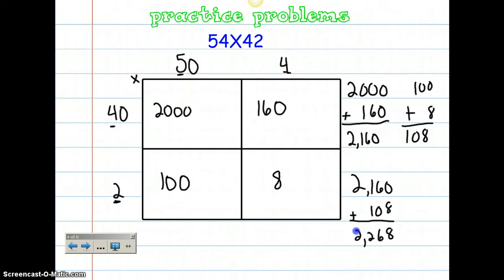My number is 2,268. So 54 times 42 is going to equal 2,268, and that's my answer.